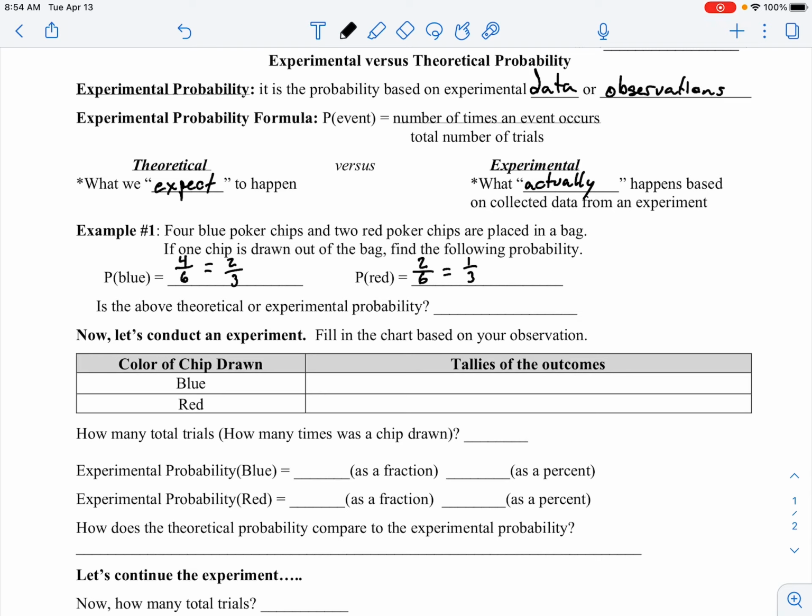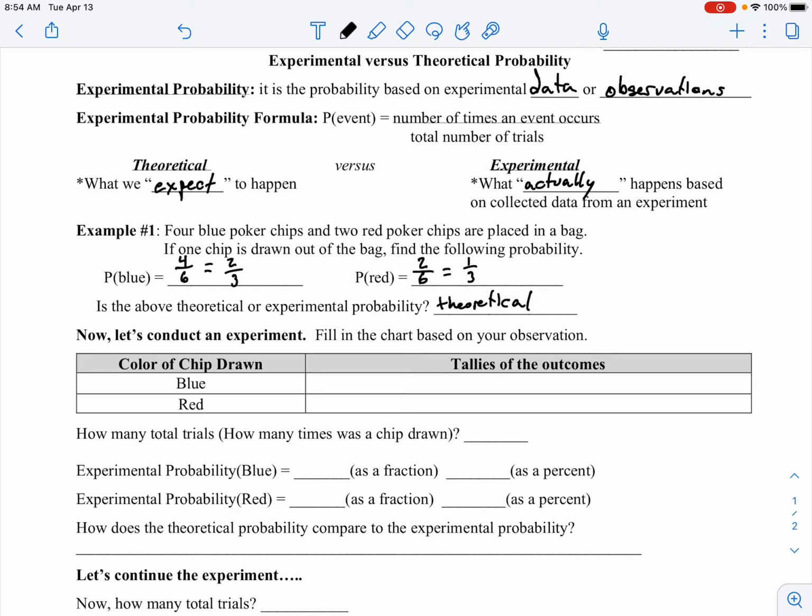So is this theoretical or experimental? Think about it for a second. And if you guessed theoretical, you are correct because we ran the numbers. We haven't done any experiment. We've just seen what we can expect to happen.